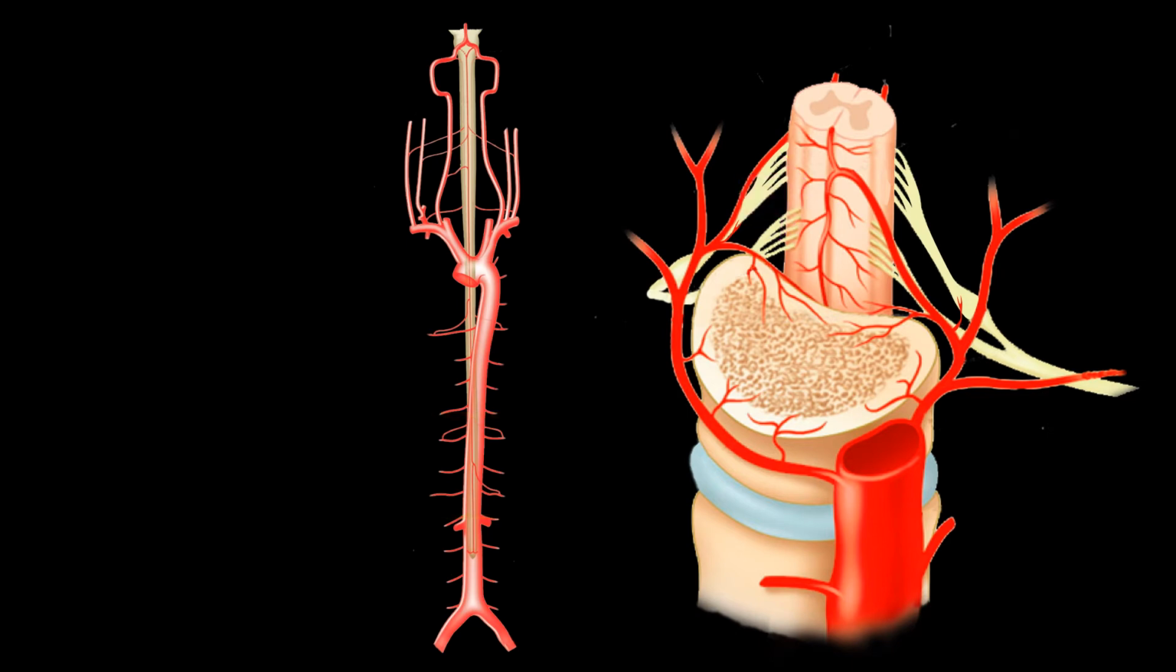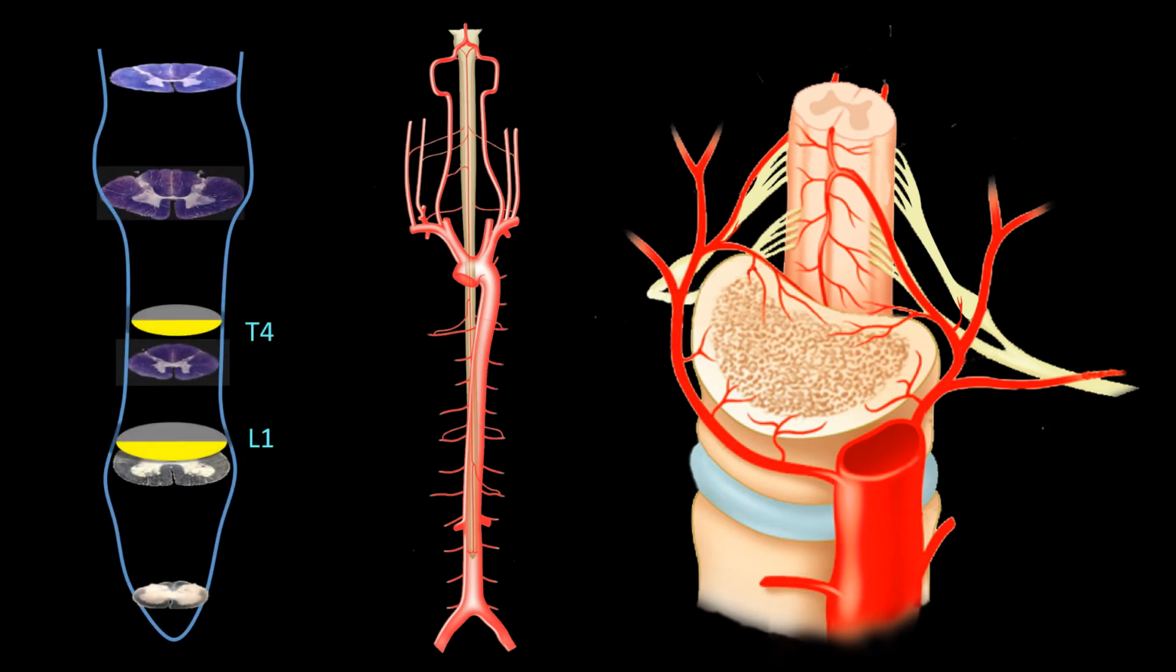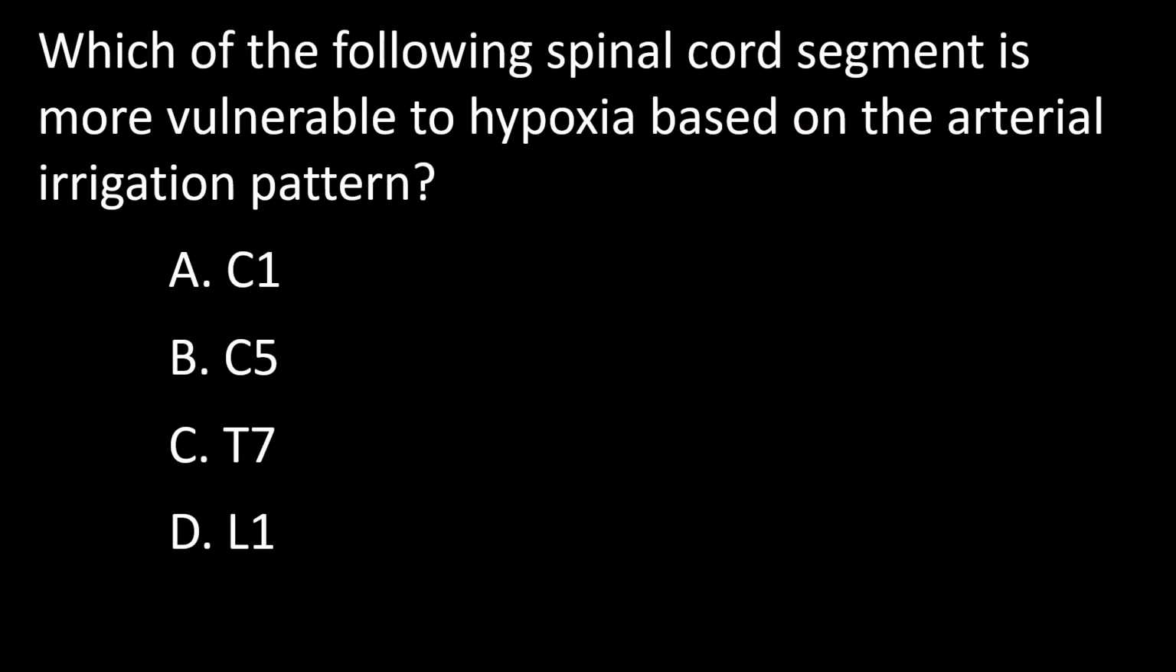This pattern of irrigation renders certain spinal cord areas more vulnerable to vascular injury than others. The most vulnerable areas are the anterior spinal cord regions corresponding to T4 and L1, and the posterior spinal cord regions corresponding from T1 to T3. So the answer to this question is D, L1.